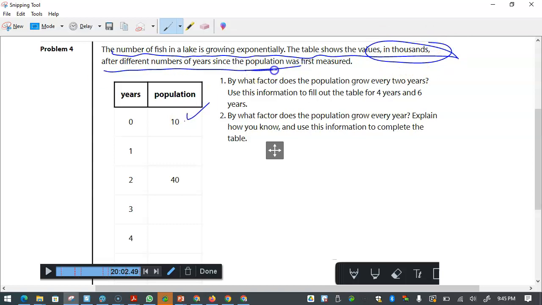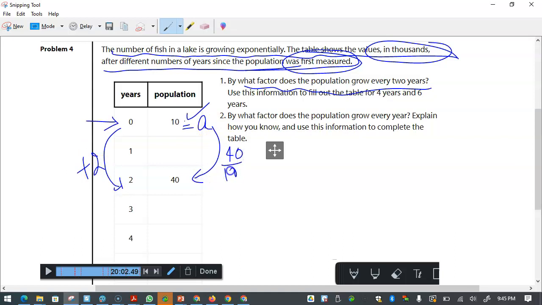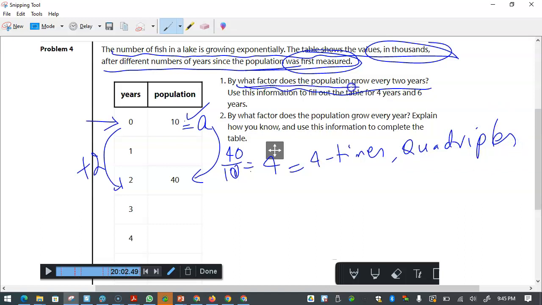And since it was first measured, so in the beginning, this is the start. So this is the A, the beginning. By what factor does the population grow every 2 years? Here the input increases by 2, so this is plus 2. So what factor is this? We can easily divide 40 by 10, and we get 4. We can clearly see 4, that means it is 4 times, it quadruples every 2 years. So by what factor does the population grow every 2 years? It's 4 times. 4 is the factor.